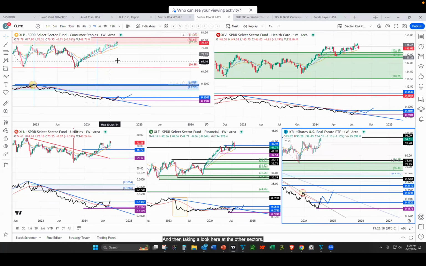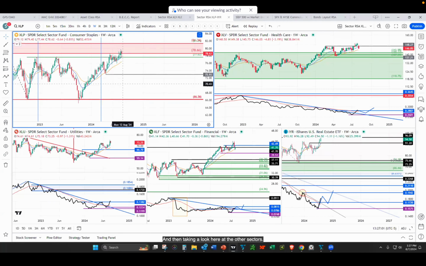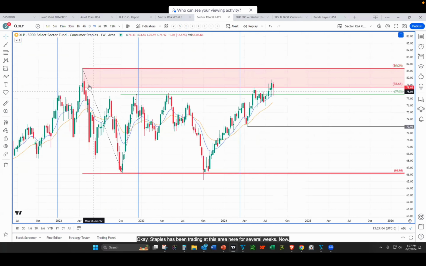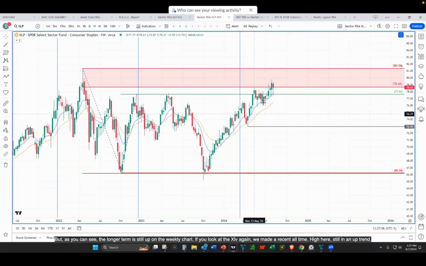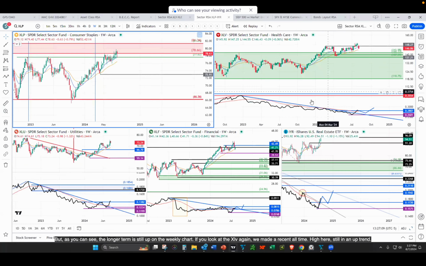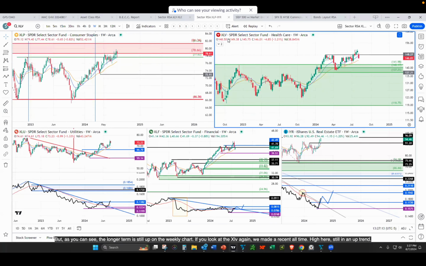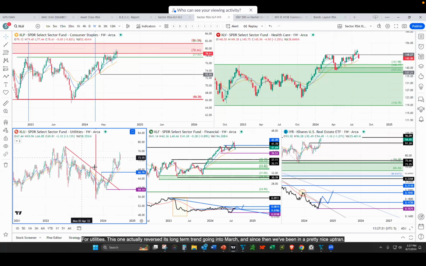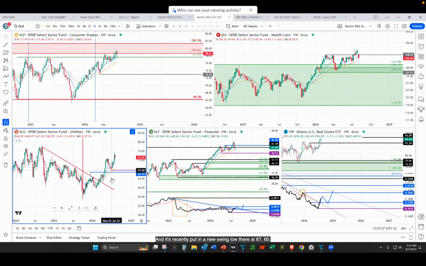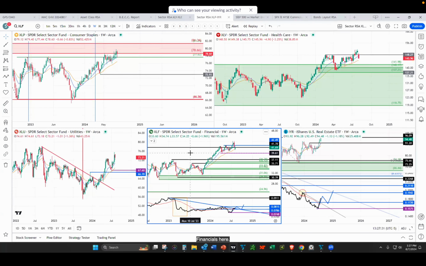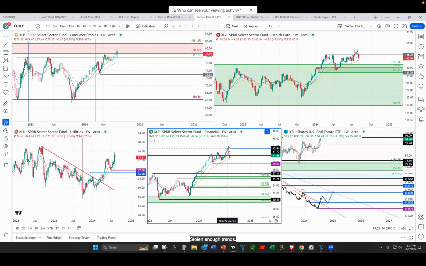Okay. And then taking a look here at the other sectors. Staples has been trading at this area of supply here for several weeks now. But as you can see, the longer term trend is still up on the weekly chart. If you look at the XLV, again, we made a recent all-time high here, still in an uptrend. For utilities, this one actually reversed its long-term downtrend going into March. And since then, we've been in a pretty nice uptrend. And it's recently put in a new swing low there at 67.60. Financials here, still in an uptrend. Most recent swing low here, let's double check that, is sitting at 40.37.